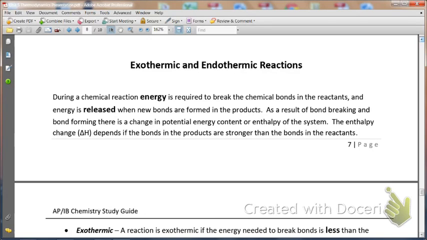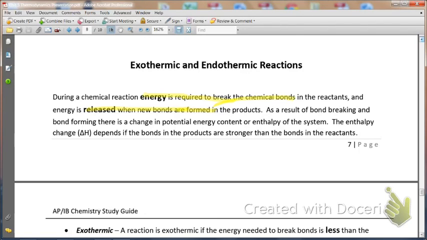During a chemical reaction, energy is required to break chemical bonds in the reactants. So energy required to break chemical bonds. And energy is released when new bonds are formed in the products. So energy is released when new bonds are formed. So essentially, it requires energy to break a chemical bond, and energy is released when new bonds are formed.